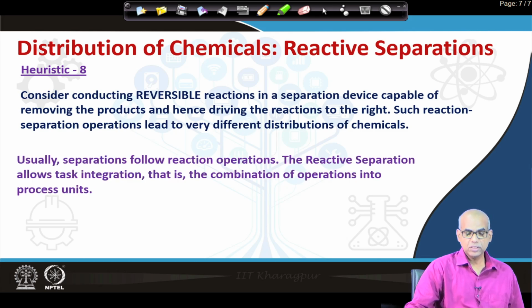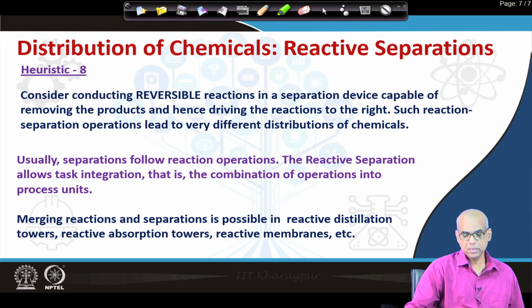Usually, separations follow reaction operations. We first perform reactions and then the effluent streams go to separating devices for separation. The reactive separation allows task integration. That means the combination of operations is possible in the same process units. Merging reactions and separations is possible in reactive distillation towers, reactive absorption towers, reactive membranes, etc.